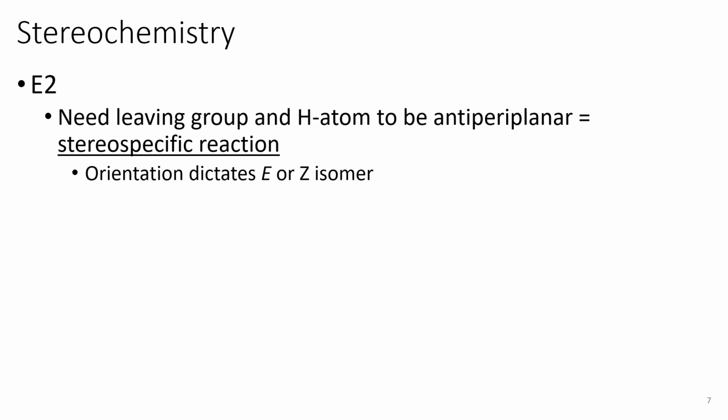Because they have to have that very specific anti-periplanar relationship, once again, this is going to be a very stereospecific reaction. The orientation that our molecule adopts to have that anti-periplanar relationship between the leaving group and the hydrogen atom is what is going to dictate for us the E and the Z relationship.